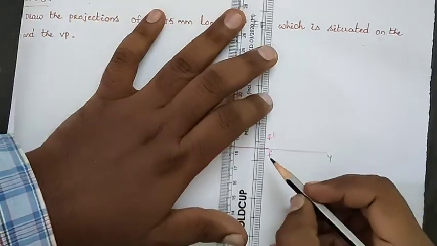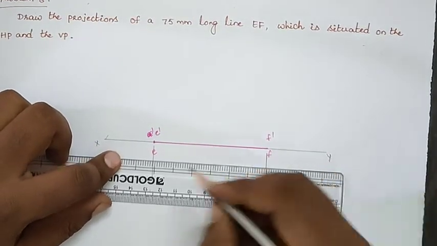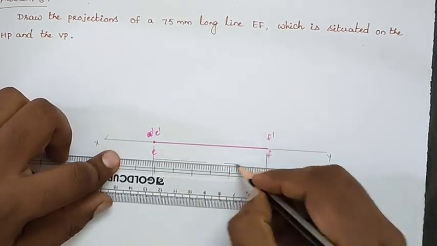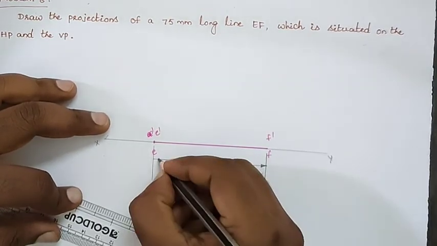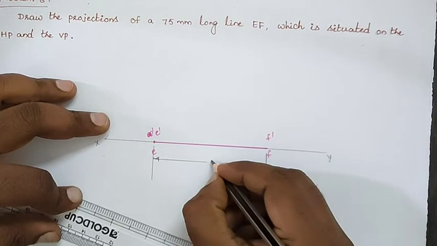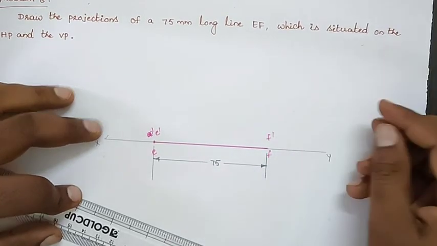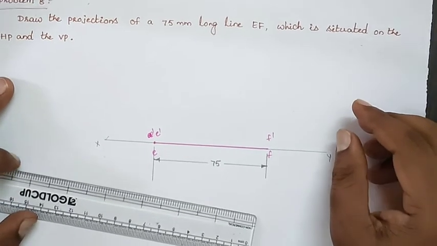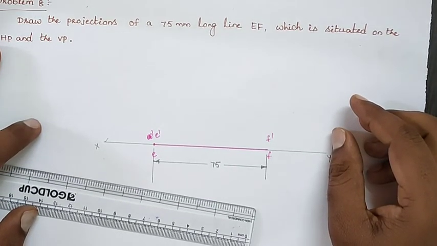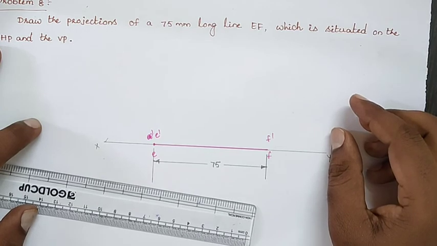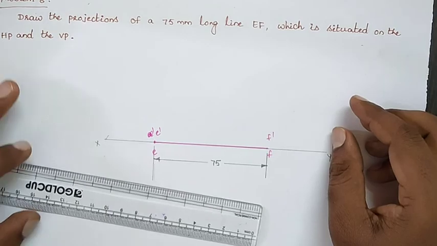So when a line is situated on both HP and VP, we draw the projections like that. Both the projections, front view and top view, will lie on the reference line. This one is 75. These are some of the important positions in the projections of lines. In the next class I am going to discuss lines inclined to both planes.